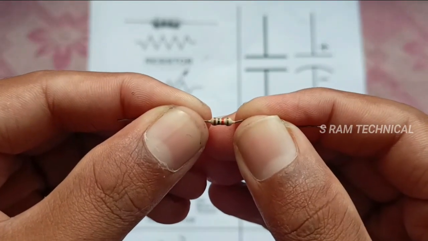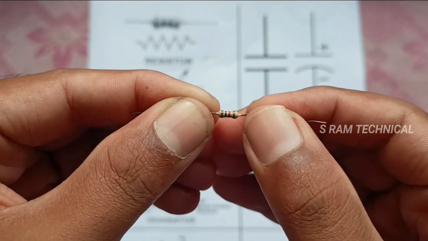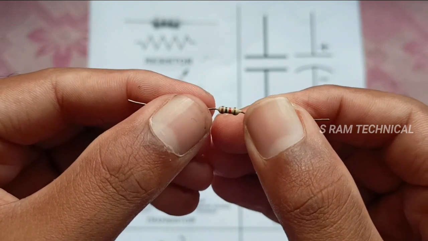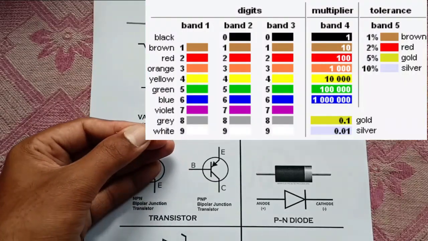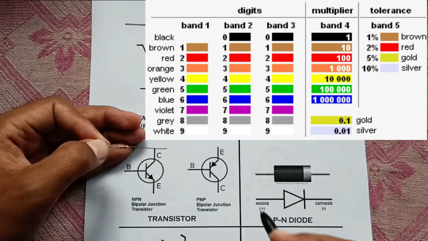This is a 4-band resistor. It means 4 different colors are present on the resistor. Every color has a different value. Based on the order of the colors, we calculate the resistance. We also have a resistance color code chart. By using that chart, we can easily find the resistance of the resistor.